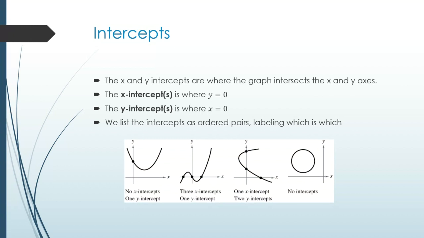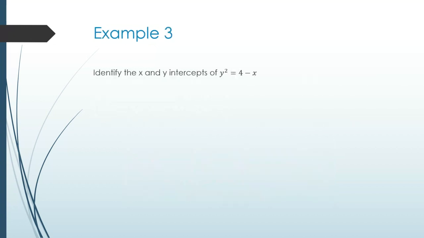So there are lots of different combinations of intercepts, and you can figure them out by graphing or solving. And we're not going to do the solving part, but we will do the graphing part. So if it says identify the x and y intercepts, identify means you're not doing any solving, you're just going to graph the equation and then list what they are. So we want to identify the x and y intercepts of y squared equals 4 minus x. So we do this by graphing.